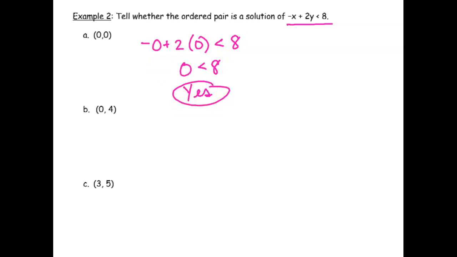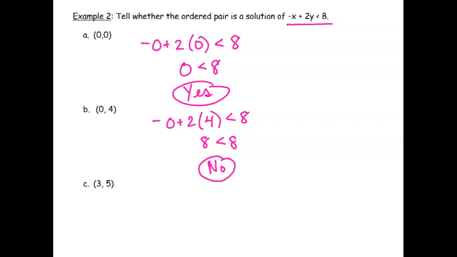So we're checking to see if it's a solution of negative x plus 2y is less than 8. For (0, 0), this would be negative 0 plus 2 times 0 is less than 8. So 0 is less than 8, and this would be a yes. All right, we take the point (0, 4) and plug it in. We get negative 0 plus 2 times our 4. Is that less than 8? We end up with 8 is less than 8. So 8 is equal to 8, but it's not less than, so that would be a no.